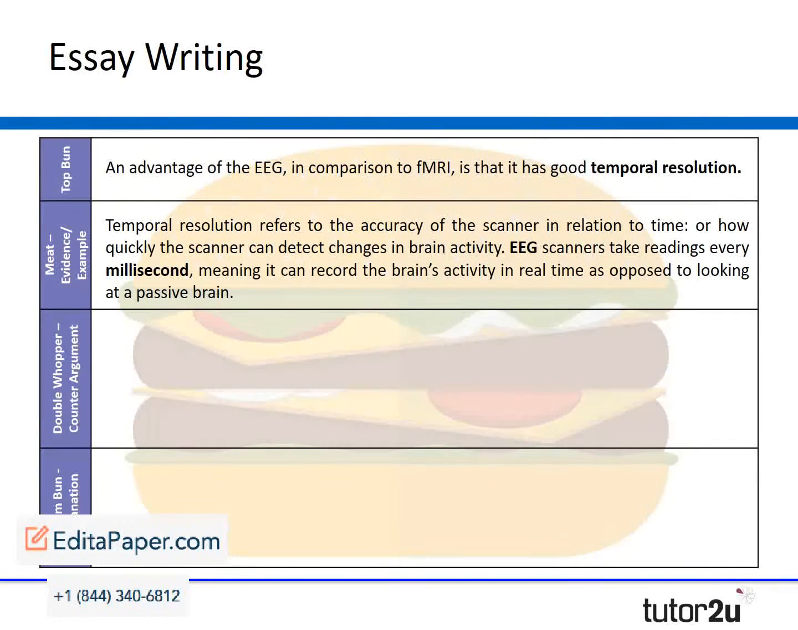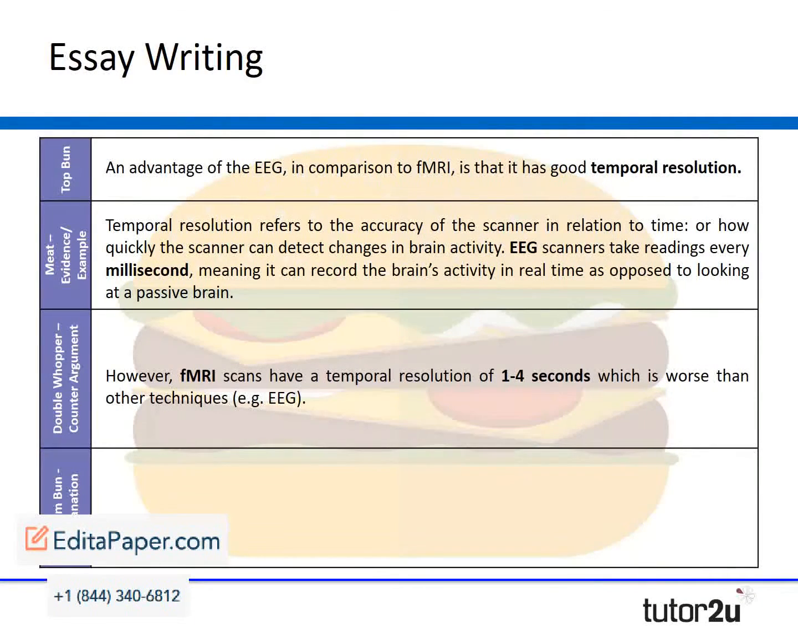Temporal resolution refers to the accuracy of a scanner in relation to time, or how quickly the scanner can detect changes in brain activity. EEG scanners take readings every millisecond, meaning it can record the brain's activity in real time as opposed to looking at the passive brain. We're then going to provide our counter argument here and bring in the idea of fMRI.